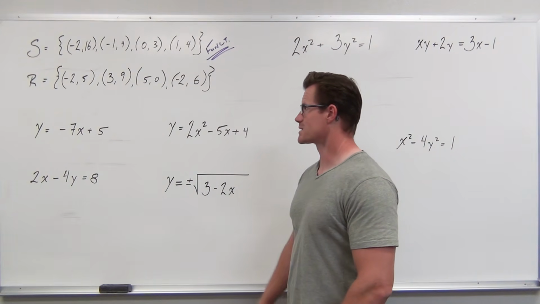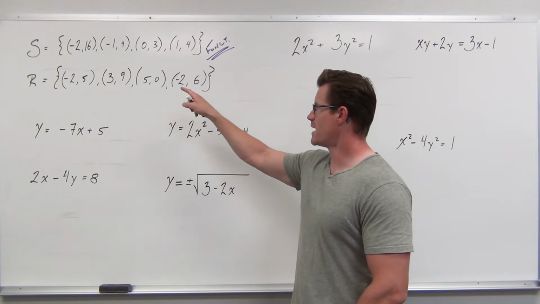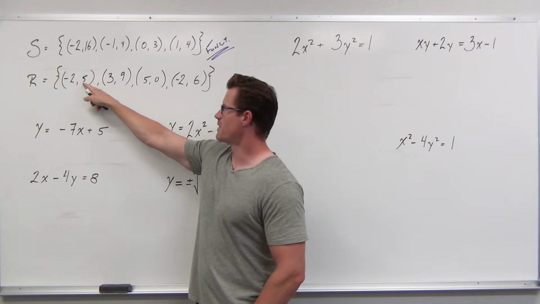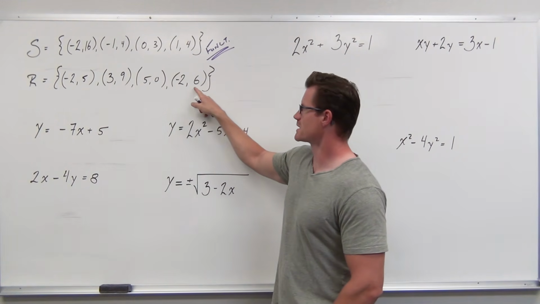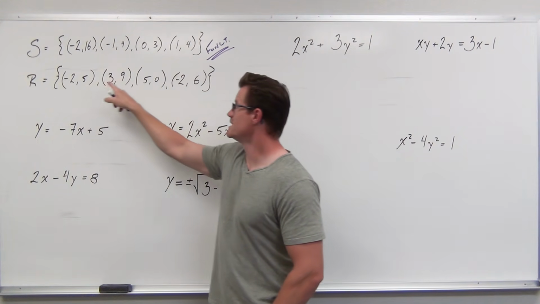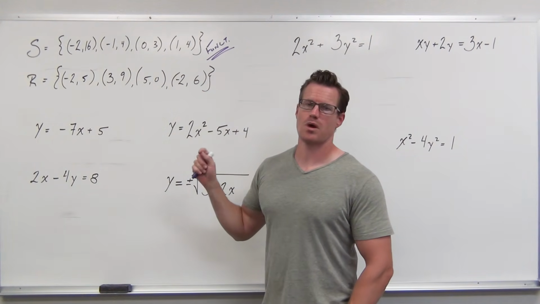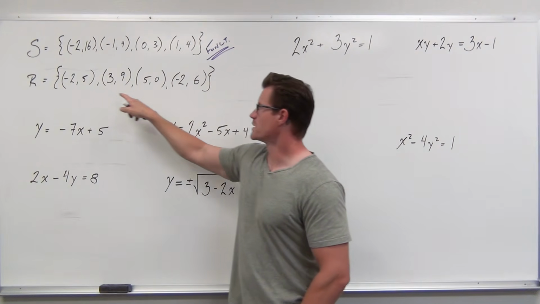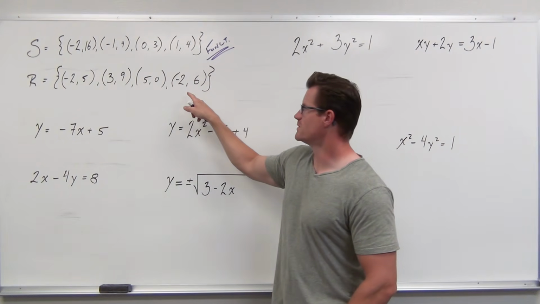When I look through this and I see -2, 3, 5, and -2, I go, wait a minute. -2 here is mapped to 5, -2 here is mapped to 6. One input, the same number, is giving us 2 different outputs. That's a problem. This is certainly a non-function because of these points right here, -2, 5 and -2, 6.